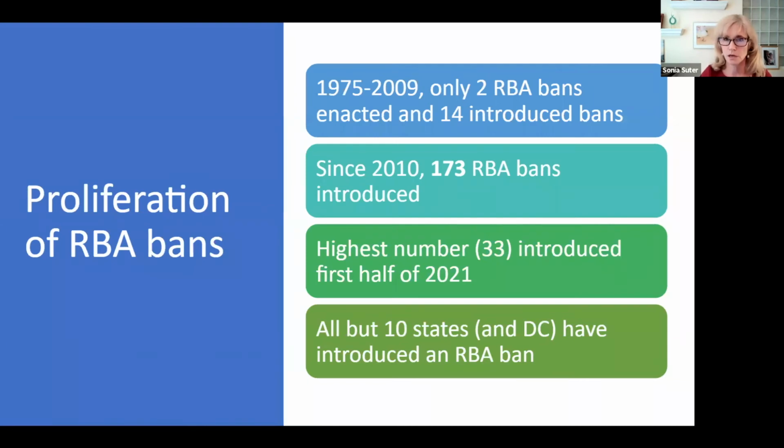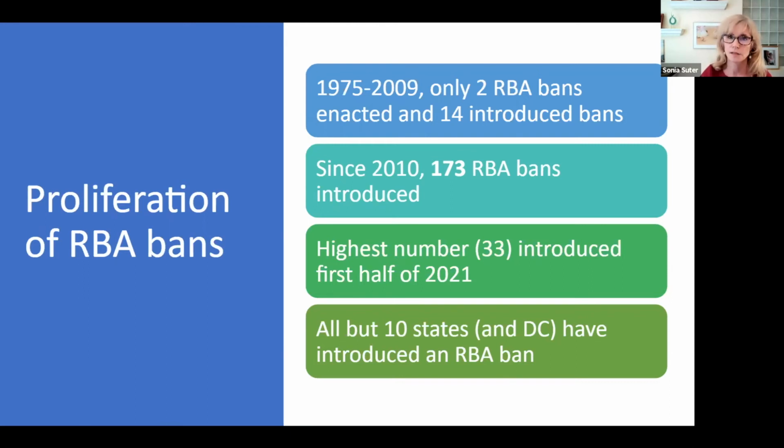So with a change in the composition of the court and with the growing emphasis on this view of eugenics that Thomas offers, we're seeing a real proliferation of proposed reason-based abortion bans across the country. From 1975 to 2009, there were only 2 such laws enacted. They focused only on sex, and there were only 14 introduced. But since 2010, we've seen a real uptick in these laws. All states but 10 and DC have introduced some form of a ban.